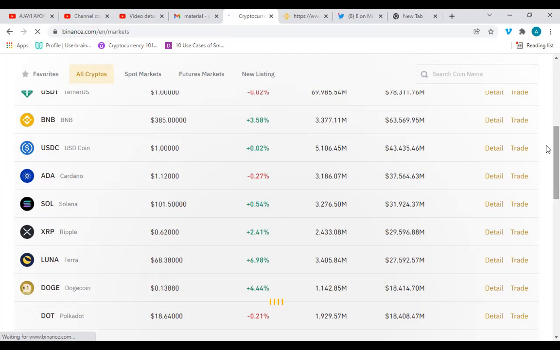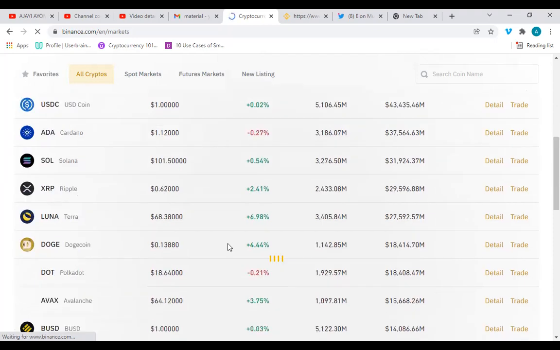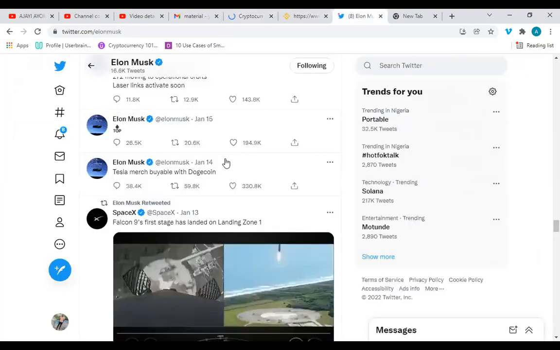If Binance made an announcement that they are listing a coin at a particular point in time, you know fully well it's a pump. That's just it. So I want to check.